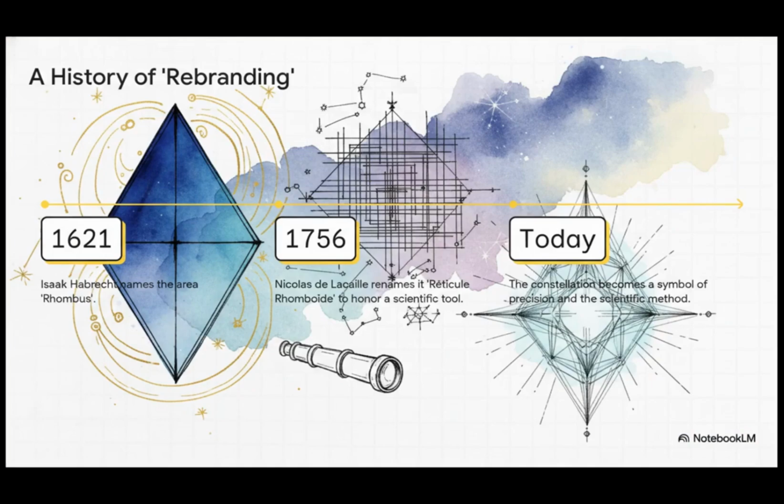The history of Reticulum is really a story of rebranding. It first appeared on a star chart way back in 1621, simply named Rhombus by the cartographer Isaac Habrecht. But in 1756, the French astronomer Nicolas-Louis de Lacaille gave it its modern name, Reticulum Rhomboidalis. He wasn't honoring a myth, he was immortalizing a tool of science. He effectively turned a constellation into a monument to precision and the empirical method.